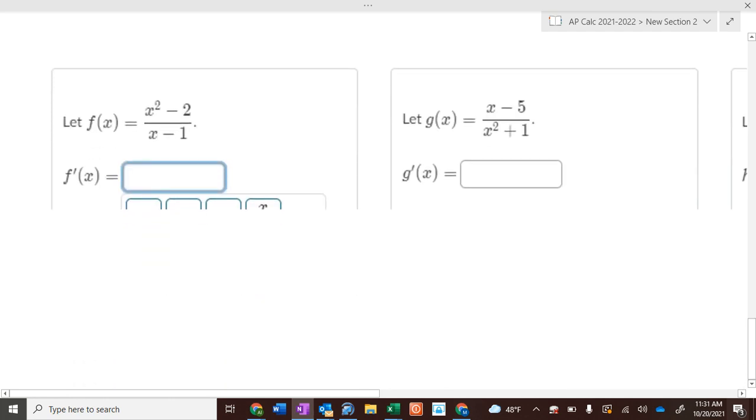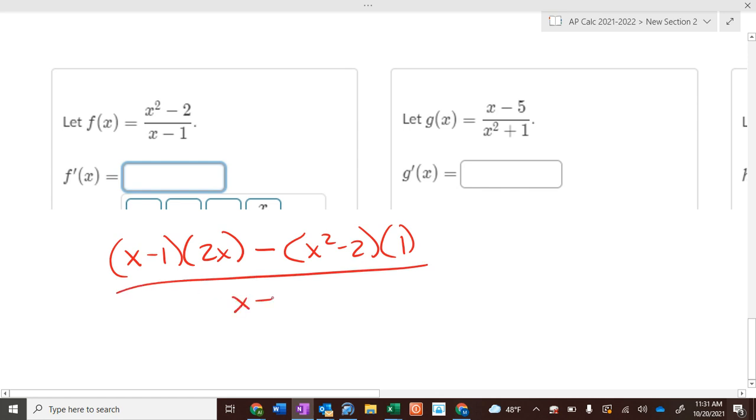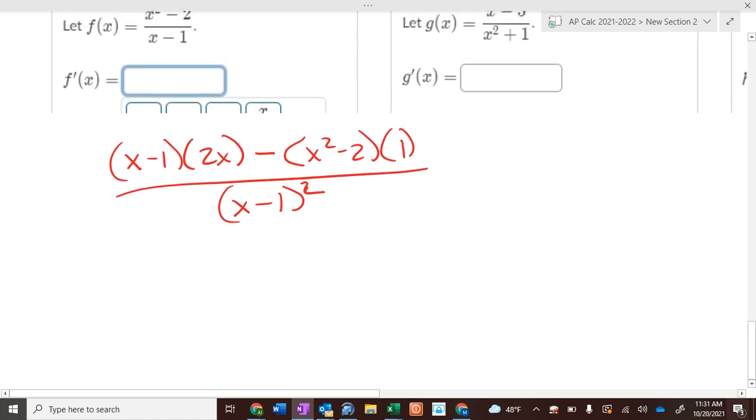Okay? And then just straight polynomials now. Let's do this. So the numerator would be x minus 1 times the first derivative of the numerator, 2x, minus the numerator, x squared minus 2 times the first derivative of the denominator, 1, over the denominator squared. Now, you do not have to simplify the denominator, just the numerator. So if you do that, you get 2x squared minus 2x minus x squared minus 2.